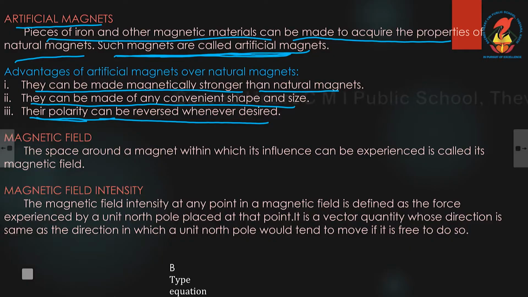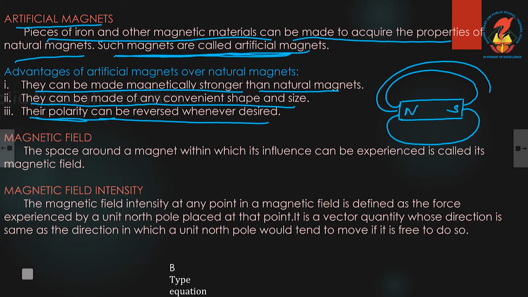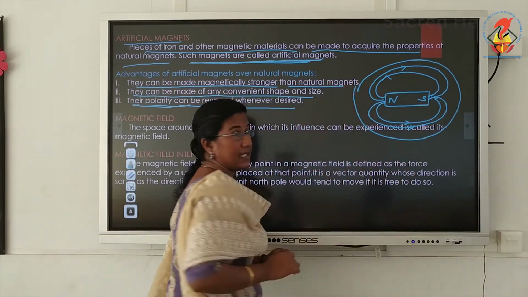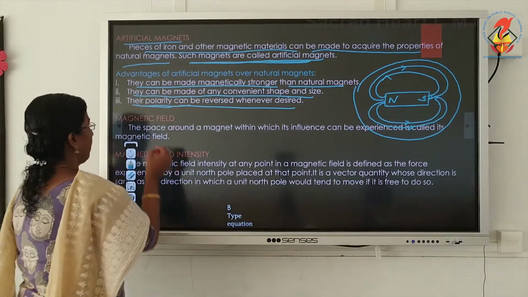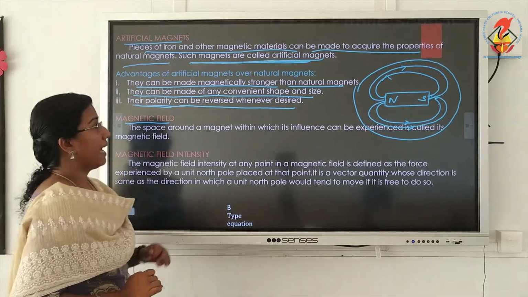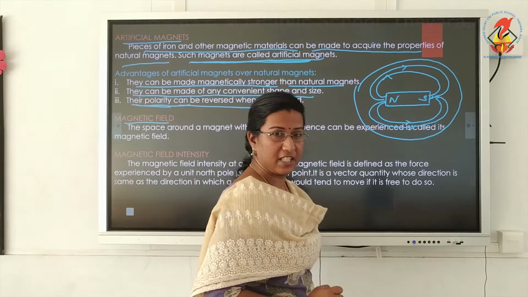Next one, you take a magnet, it has a north pole and a south pole. There is a region around a magnet where the force of the magnet can be experienced, and this region is what we call the magnetic field. The region around the magnet where its force can be experienced is what we call the magnetic field.